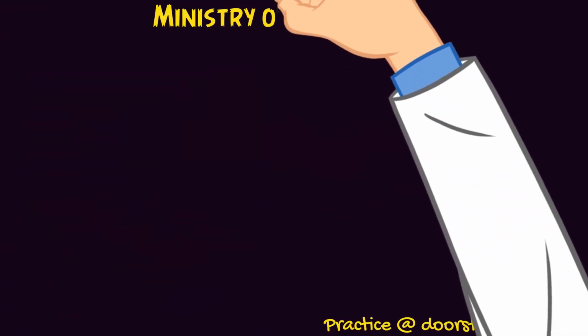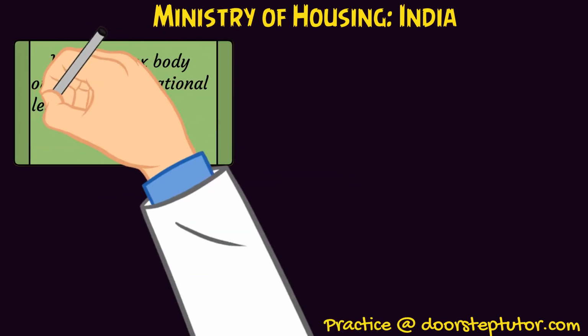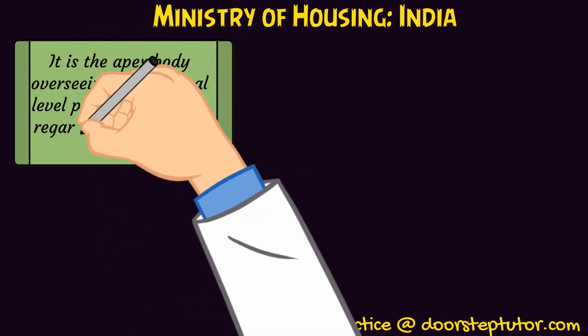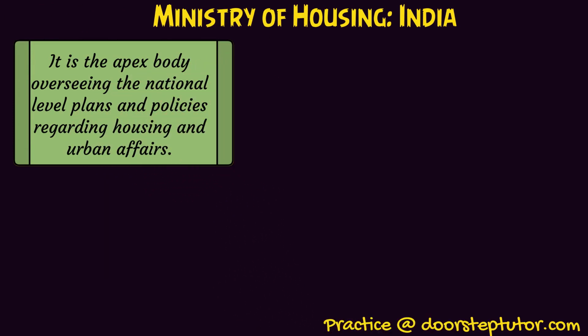These are also considered reasons for homelessness. Now let us study the Ministry of Housing, India. The Ministry of Housing and Urban Affairs is a federal ministry that has authority over the formulation of administration and rules and regulations that are related to housing and urban development. It is the apex body that oversees national level plans and policies regarding housing and urban affairs. This ministry became independent from the original Ministry of Housing and Urban Poverty Alleviation in 2004.